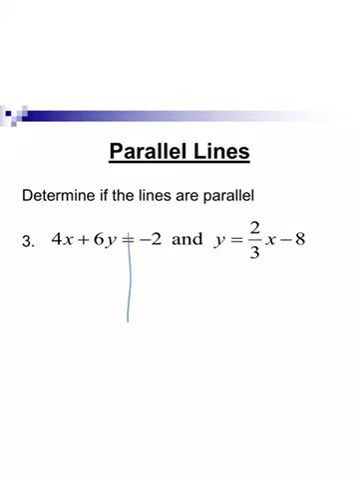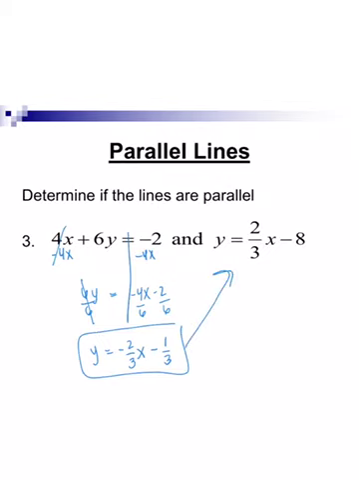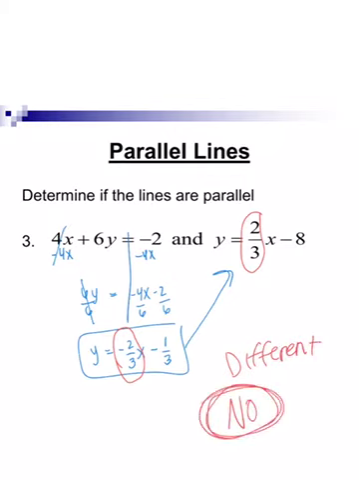Okay, let's check. Subtract the 4x. So now we have 6y equals negative 4x subtract 2. Divide everything by 6. And so y equals negative 4 over 6 is going to reduce to negative 2 over 3x minus 2 over 6 reduces to 1/3. We are comparing it to this. Well, this slope is 2/3. This slope is negative 2/3. That means the slopes are different. And so hopefully you said no, the lines are not parallel.